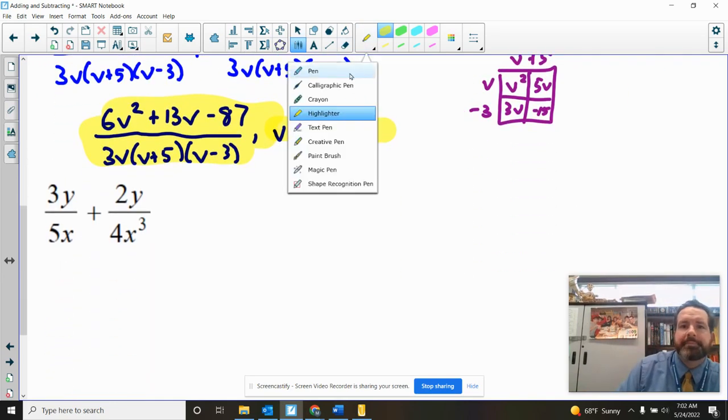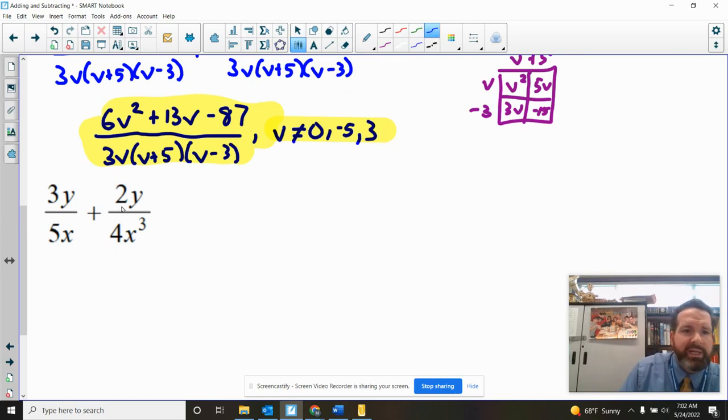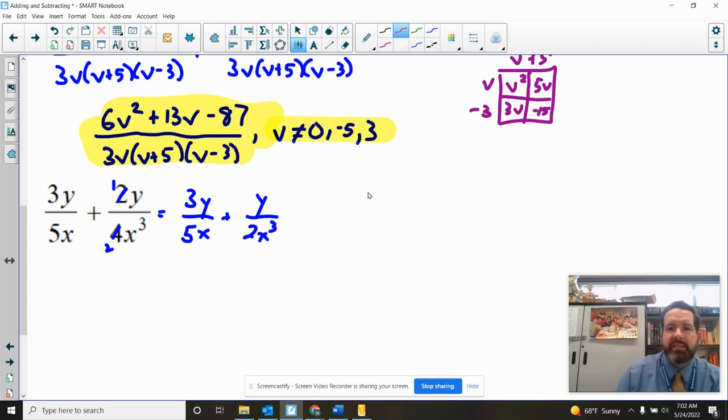Okay, last one. Start off the same way. See, is there any reducing to be done? In this fraction, nope. In this one, yes, you can reduce the 2 and the 4. So 3y over 5x plus 1y over 2x to the third. Let's talk LCD.